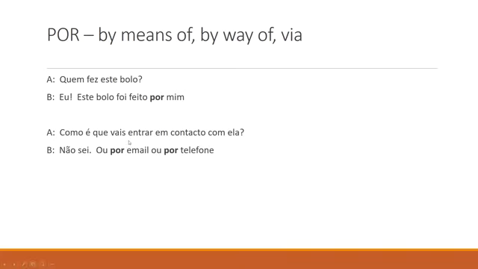Como é que vais entrar em contato com ela? Não sei. Ou por email, ou por telefone. So how are you going to get in contact with her? I don't know. Either by email or by phone. So this is the way, the method that you are getting in touch with her. So we often use por for this kind of situation. Okay, tá bem? So these are the examples where you can get some logic there.